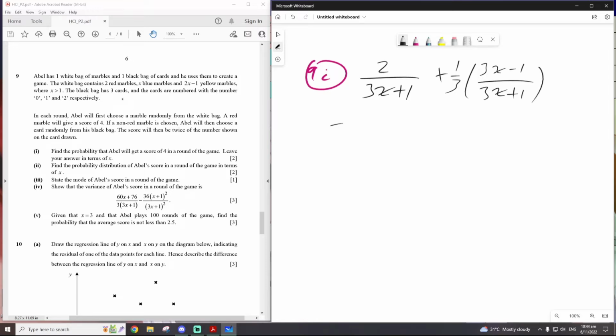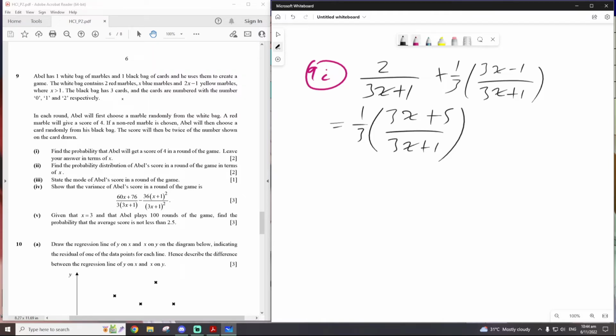Okay? And then simplify your answer, because clearly this can be simplified. And you will get 1/3. So this is 6, so you get 3x plus 5 divided by 3x plus 1.